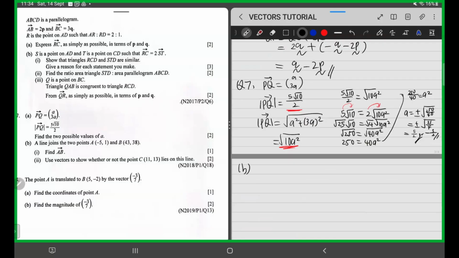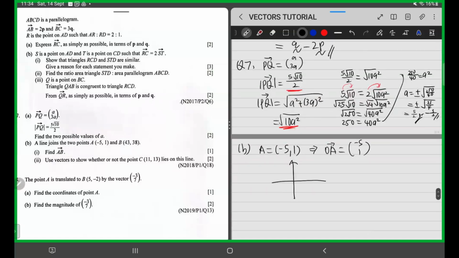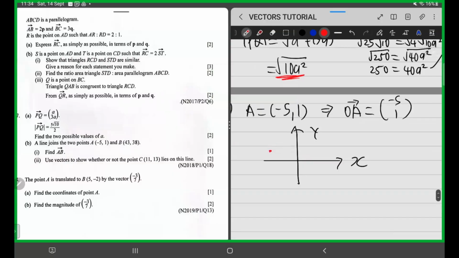Then in B, they say a line joins 2 points A and B. Find AB. So pretty simple. If A is (-5, 1), that means your position vector of A is (-5, 1). Right? O is the origin. So if the coordinate of A is (-5, 1), so if I draw the Cartesian plane, y, x, that means your A is somewhere over here. A is (-5, 1). And then here is your O, your origin. So if you draw a line from here to here, your vector is (-5, 1).